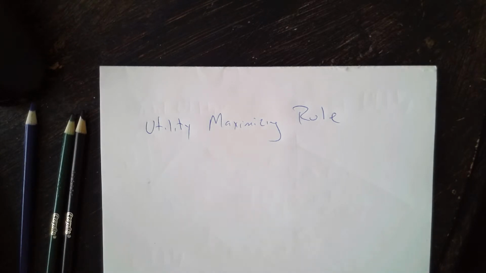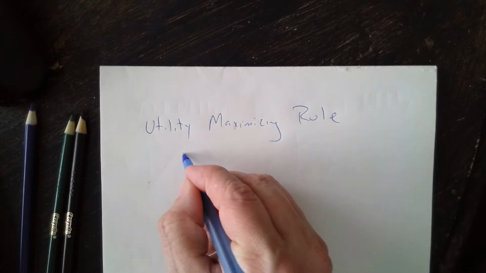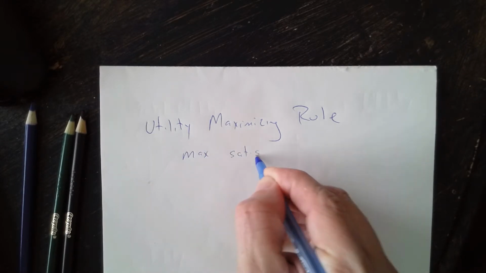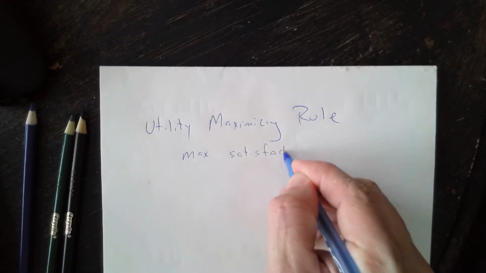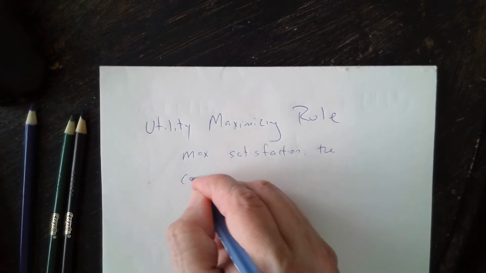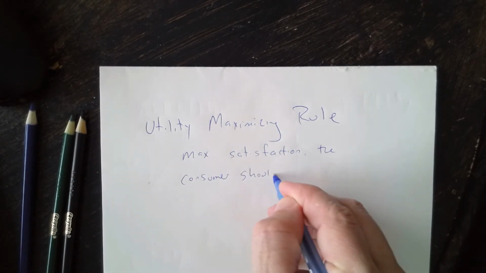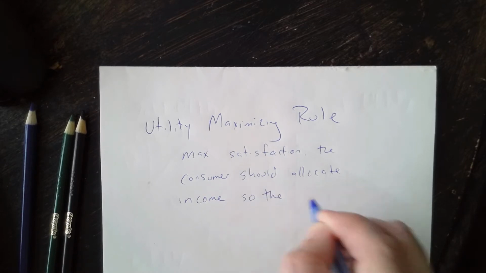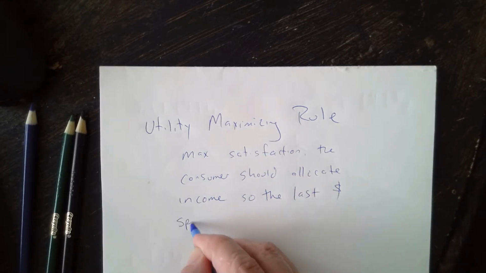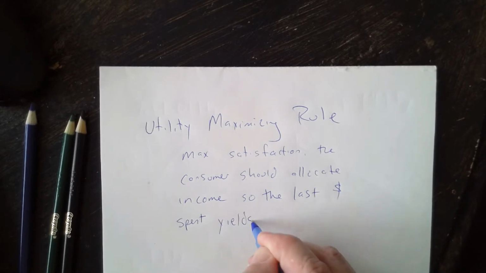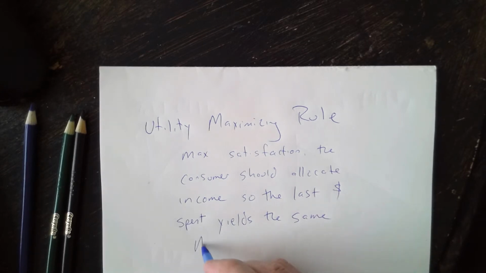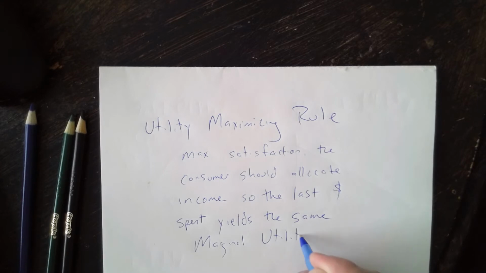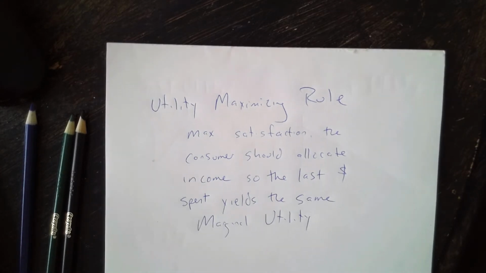All right, so the wordy book answer: we want to max our satisfaction. The consumer should allocate income so the last dollar spent yields the same marginal utility. All right, that's a long-winded definition to simply say we are going to buy the combination of goods that brings us the most utility.